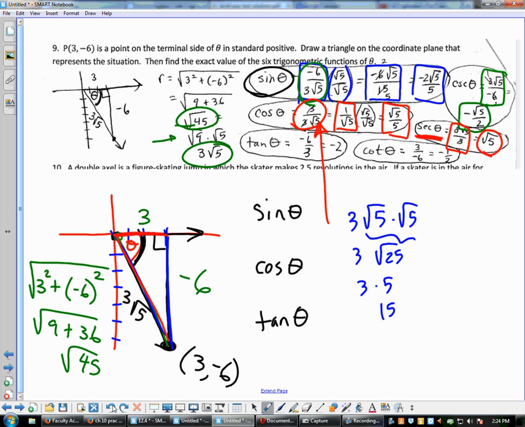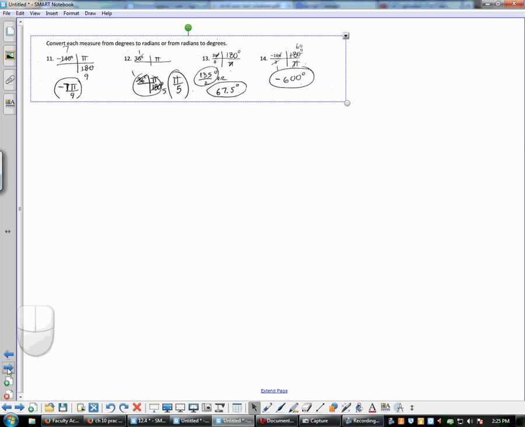Tangent is even easier, because then I just want the opposite side over the adjacent side. So that's just negative 6 over 3, which is negative 2. And cotangent is the reciprocal. That's 3 over negative 6, which is negative 1/2. Let's go on to the next problem.